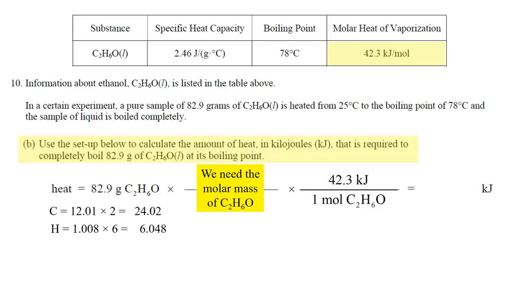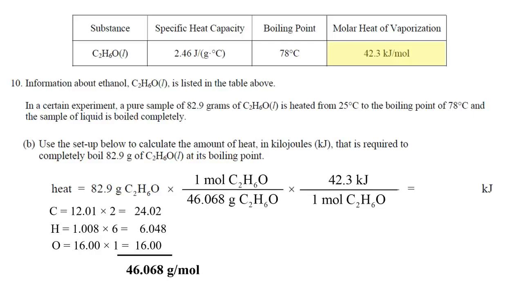1.008 for hydrogen times 6. And then I have only 1 oxygen, which has a mass of 16. So when I add up all of the masses of the elements together, my molar mass is 46.068 grams per mole. I'm going to set that conversion factor up with grams on the bottom and 1 mole on top. So 1 mole of liquid ethanol has a mass of 46.068 grams.